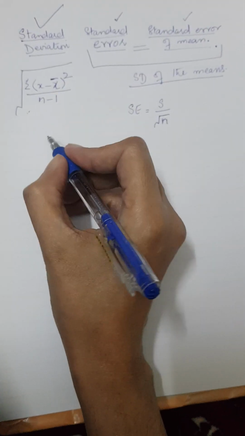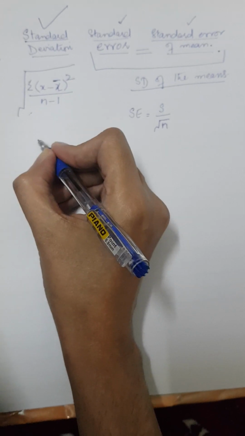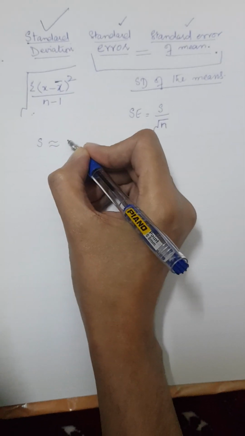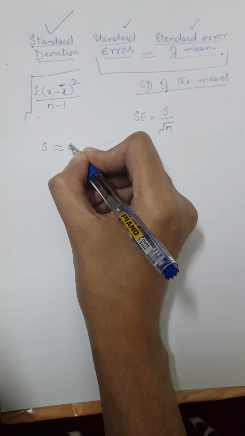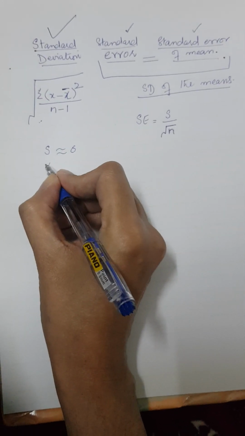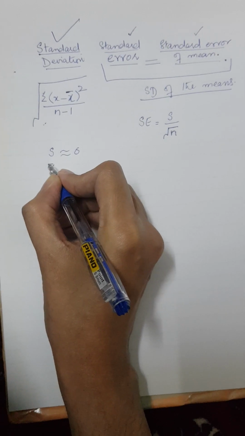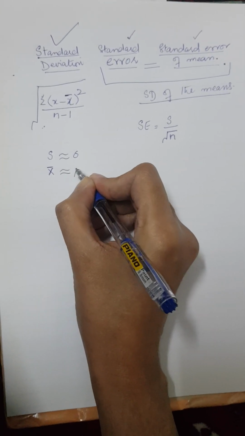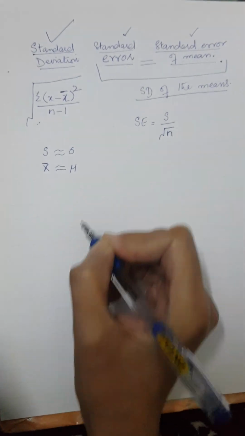And not to forget, standard deviation of the sample is S, while the standard deviation of the population is sigma. X bar is the mean of the sample, while mu is the mean of population.